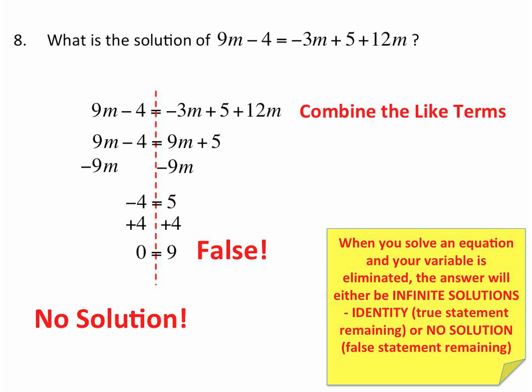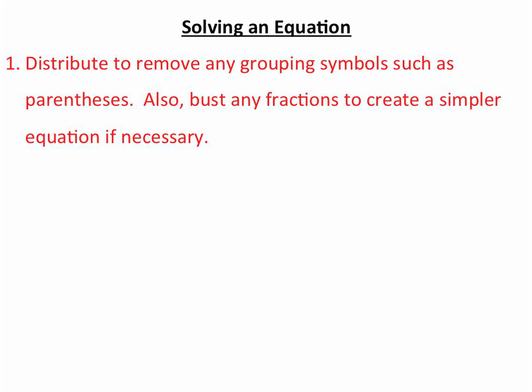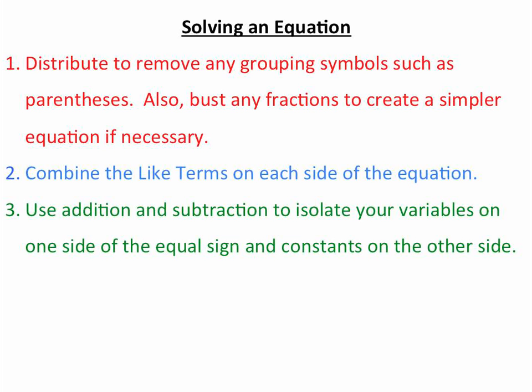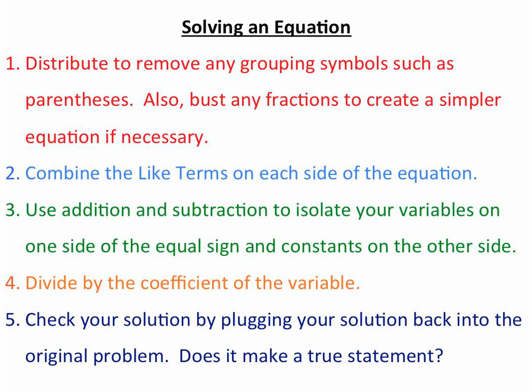All right? Great. So basically, to recap, solving an equation. Distribute first to remove any grouping symbols like parentheses, and bust out any fractions if you have those. Number 2, combine the like terms on each side of the equation. Then use addition and subtraction to get your letters on one side, your numbers on the other. Divide by whatever number's stuck to your variable, and then you can check it by plugging your solution back into the original problem. Does it make a true statement?